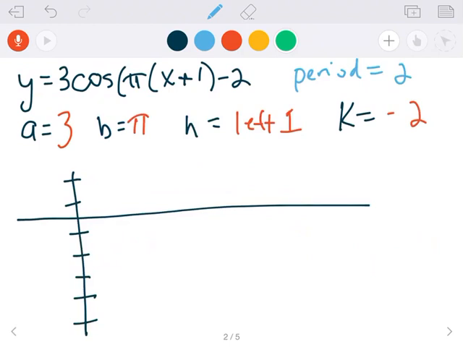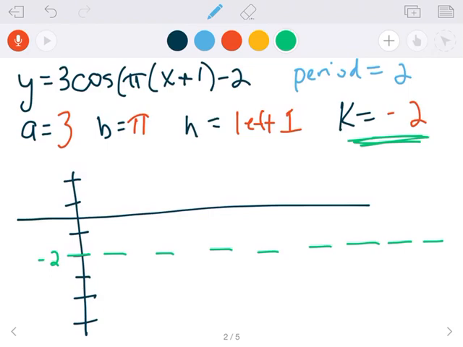Okay, so we found all of these parameters for this equation, and now we just want to get it onto a graph. The first place that I start is with the k value, because that is essentially our midline. And so if we go down to -2, we know that the middle of our graph is going to be here.